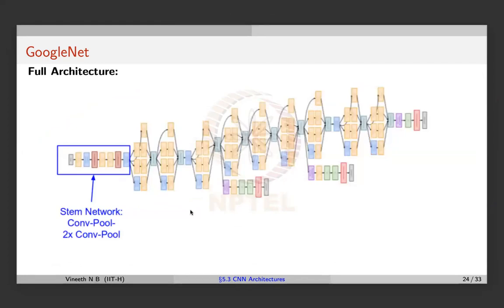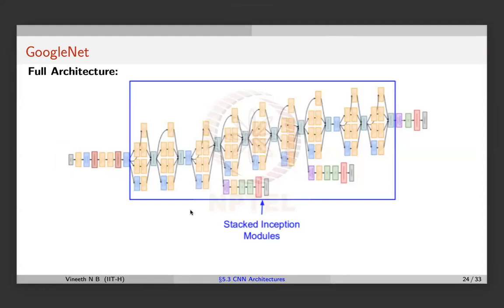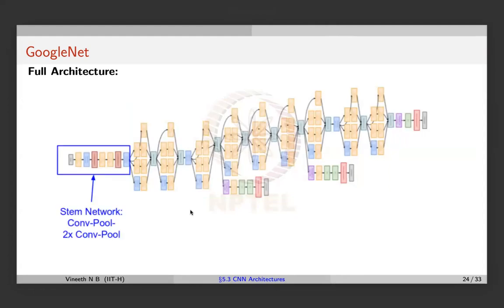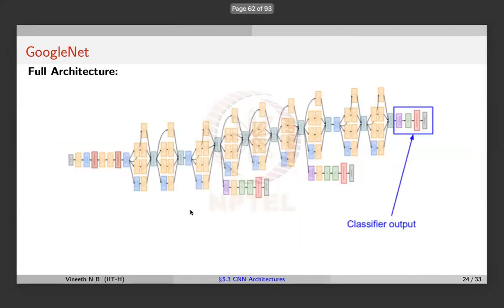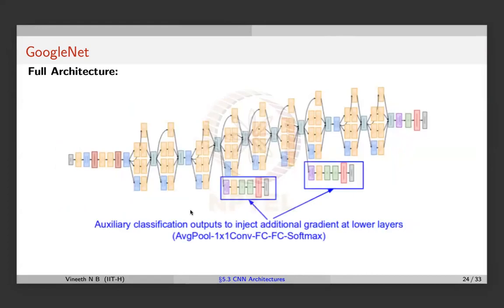So this is the full architecture of GoogleNet, and the final layer where the prediction is happening. This is the intermediate layer, and this is the classifier output. And also they had auxiliary layers. So auxiliary output layer. Let me tell you what an auxiliary output means.